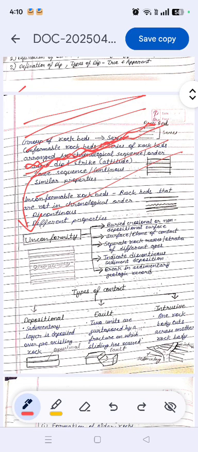So now we will define the unconformity. It is a buried erosional or non-depositional surface. It is a surface or plane of contact. It separates rock masses of different ages, and it indicates a break in sediment deposition in the sedimentary geologic record.